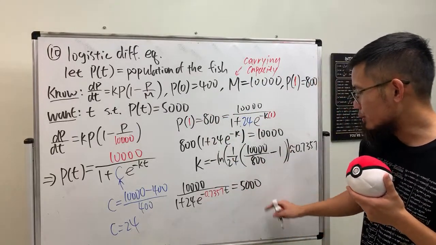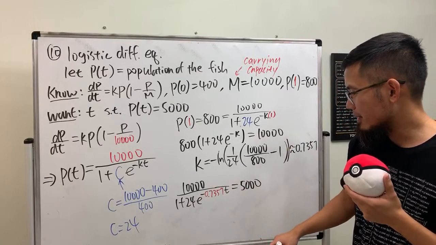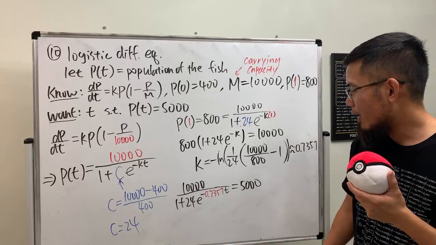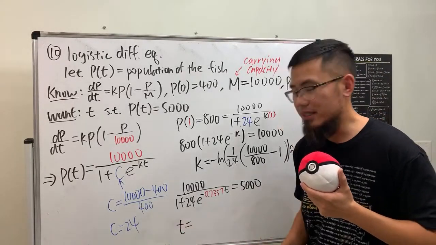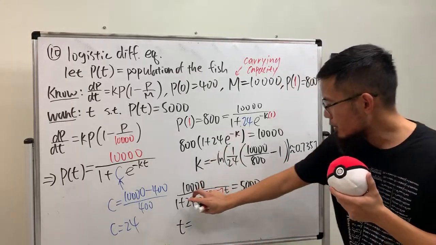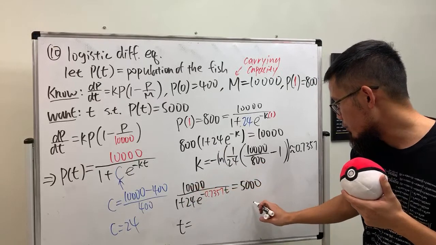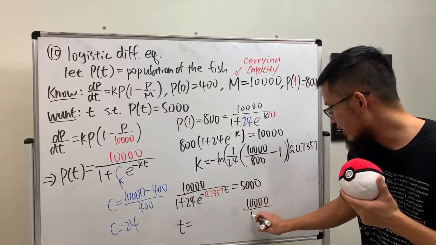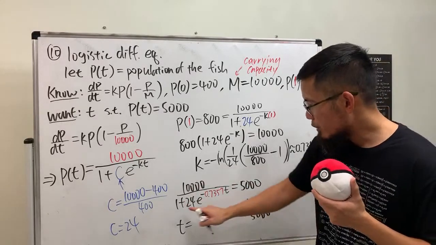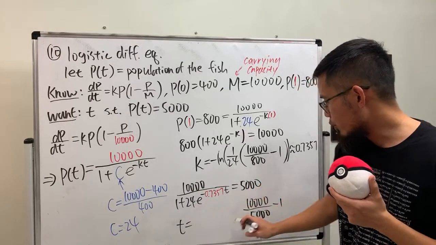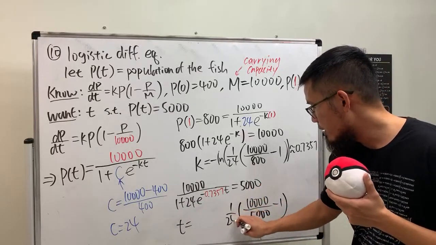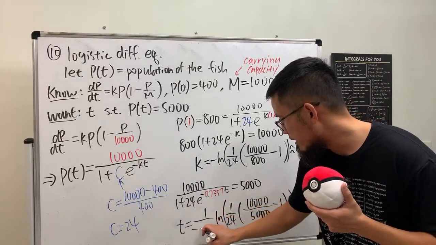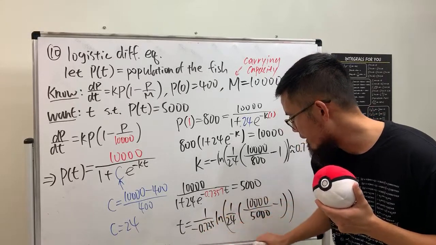So multiply this on both sides, and let's see, I don't have enough space. All right, I'm going to just write down the t for you guys, right? This is the super way to solve this. Multiply this on both sides, and then you start with 10,000. You have to divide this on both sides, so divide the 5,000. And then you have to get rid of the 1, so minus 1. And then you have to get rid of the 24, so divide it by 24. And you have to get rid of the e, so natural log of this. And you have to get rid of that, so 1 over negative 0.7357.